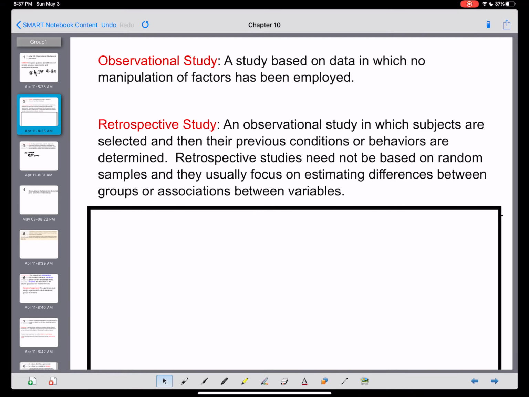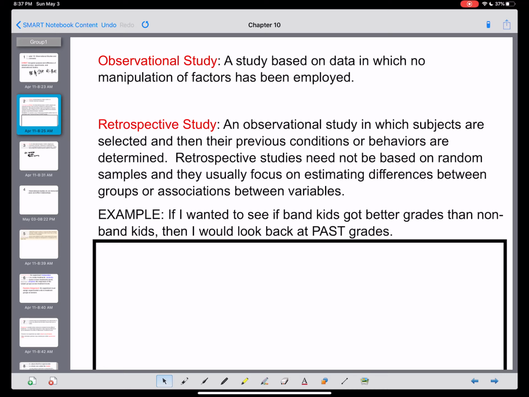It's an observational study in which subjects are selected. So what you're doing is you're selecting people. Then their previous conditions or behaviors are determined. Retrospective studies need not be based on random samples, and they usually focus on estimating differences between groups or associations between what's called a variable. So a retrospective is the idea that you're looking at the past. A retro is past. You're looking at the past to pull information from. For example, if I wanted to see if band kids got better grades than non-band kids, then I would look back at their past grades. That's a retrospective. I'm looking at what's already happened.